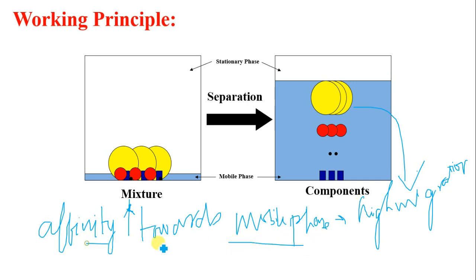When we have high affinity towards the mobile phase, there is high migration, and the opposite will occur when the affinity is towards the stationary phase, like this. As you can see from here, this one has higher affinity with the mobile phase. Now this is the transition slide.